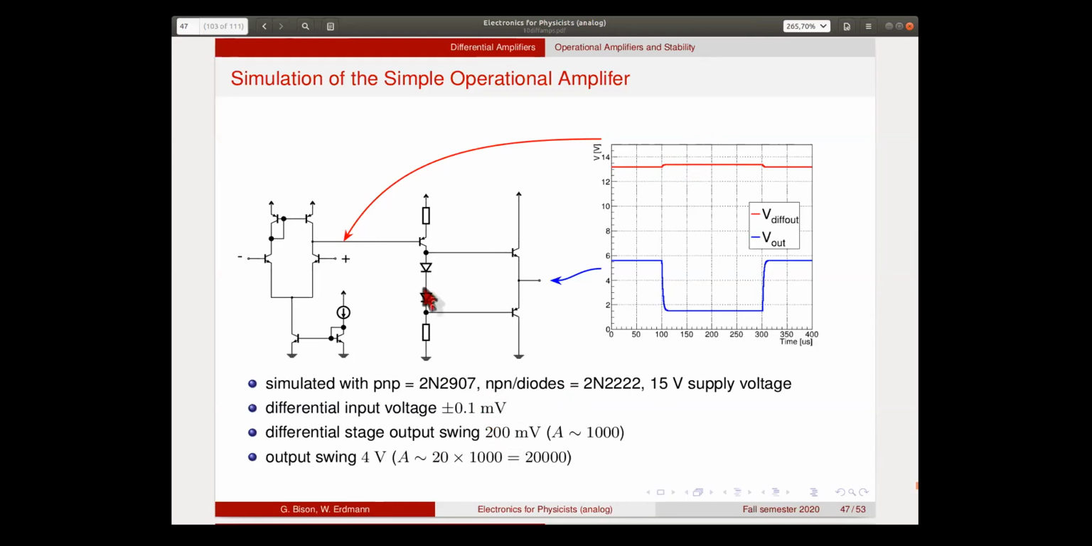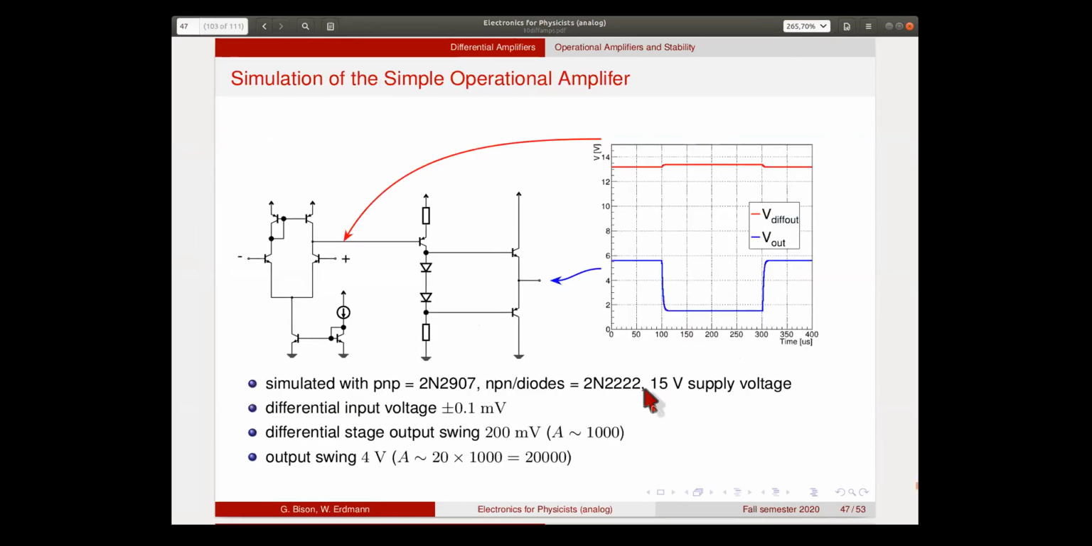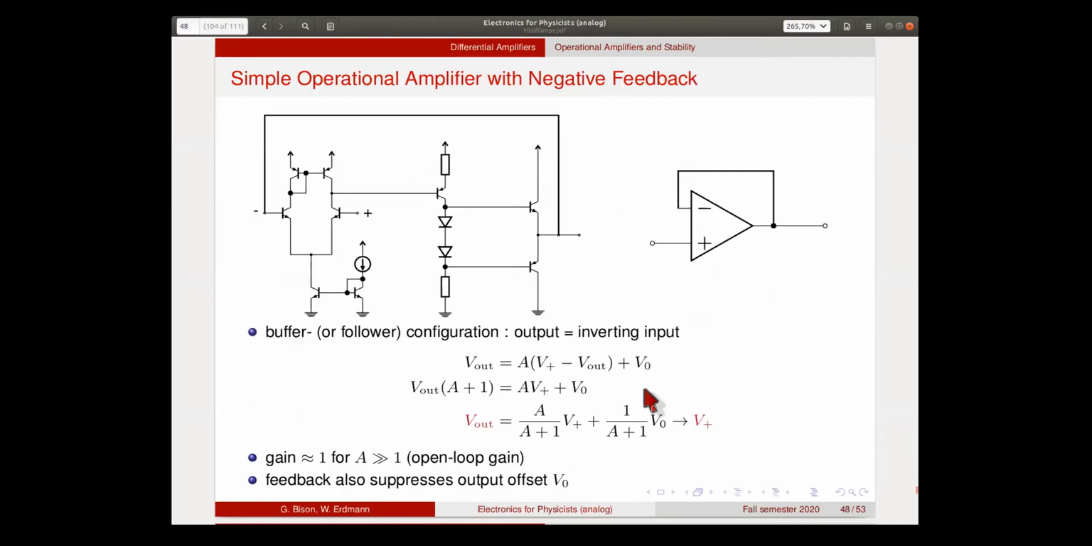We go to 200 millivolts here. So there's already an amplification of 2000. And this is amplified again now. And the total output swing is shown here, where we see now basically a total gain of 20,000. Okay, so this is already quite a usable amplification. But as I said, these amplifiers are normally not used to amplify such small signals. Most of the time, they're used with feedback, and this is shown here.